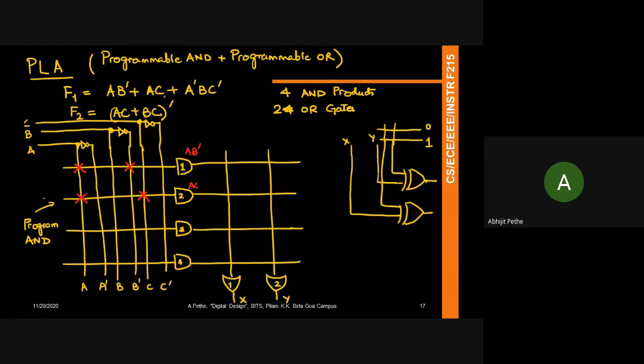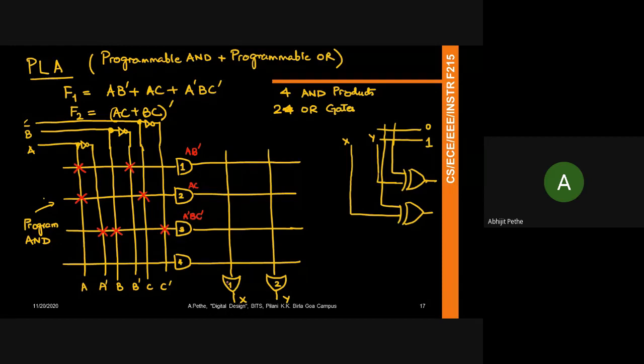The third product term I need to generate is A prime, B, and C prime, right? So I've generated AB prime, AC, and A prime BC prime at the outputs of the three AND gates, right? Now, if I want to generate F1, what do I need to do? Now I need to sum up all these, right?